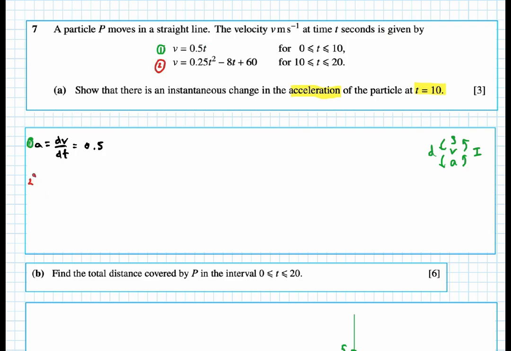So will the next part be different? So the acceleration of this one is 0.5 t minus 8. So plug in the value of t, which is 10 at that point. 0.5 times 10 minus 8 gives a minus number, so minus 3. So we've just shown that the acceleration has changed at t equals 10, between our line and our quadratic.